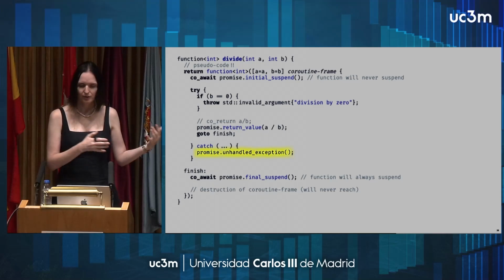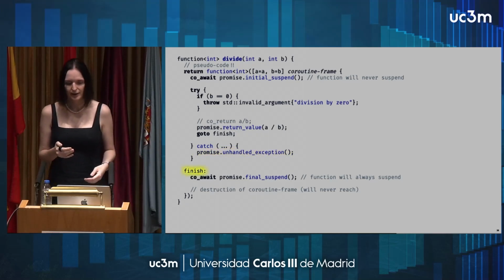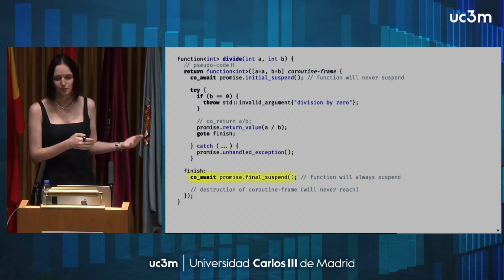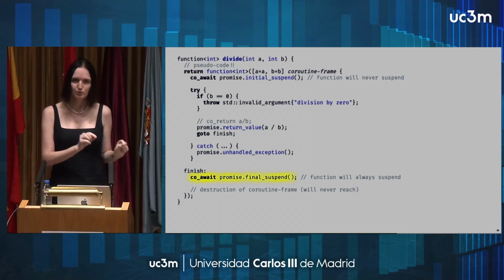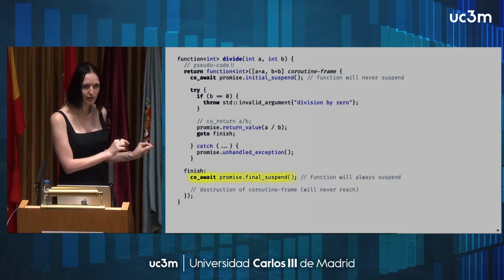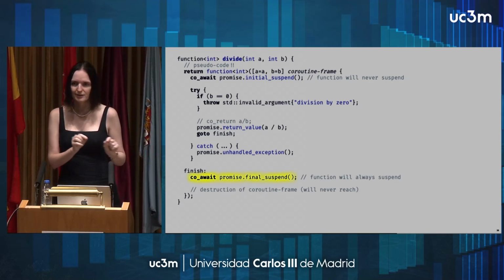And then you call the unhandled exception, and at the end it will co-await on the final suspend, which will suspend because I'm storing the result inside of the coroutine frame. And if I destroy it, I cannot access it later.